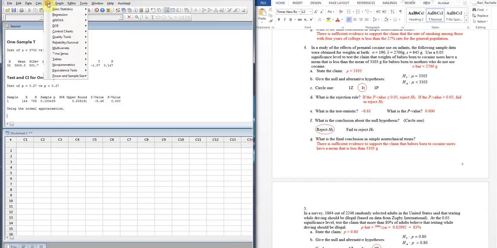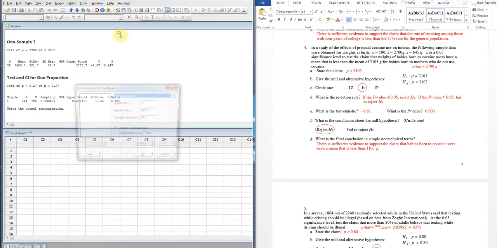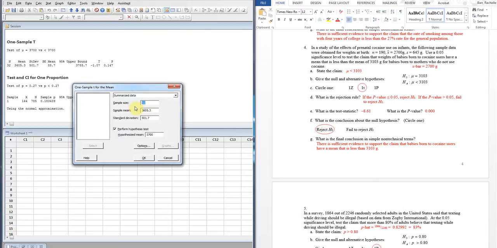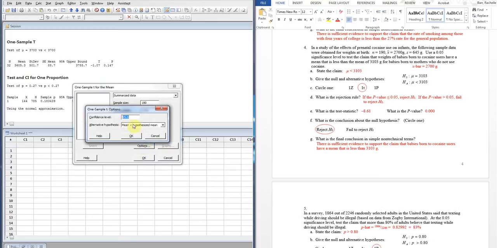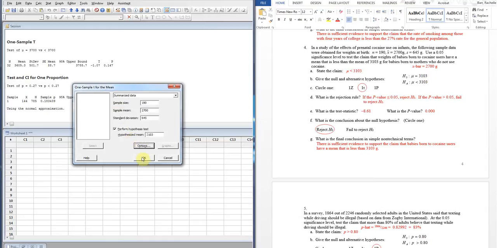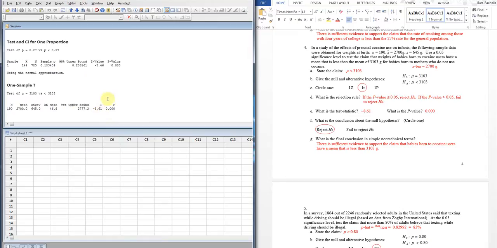Let's get our test statistic. So we're going to go to Stat, Basic Statistics, 1-Sample t. I'm going to use summarized data again. Here my sample size is quite large. My sample mean is not quite large because it's tiny babies. A little bit depressing, 645. And then I'm doing this against that claimed value of 3,103 grams. I'm going to check my options. And remember, we think that our mean is going to be smaller than that hypothesized value of 3,103. I'll hit OK, and then OK again. And then, oh my gosh, I'm getting very large values today. Okay, so our test statistic is negative 8.61. And then our p is also very, very tiny.